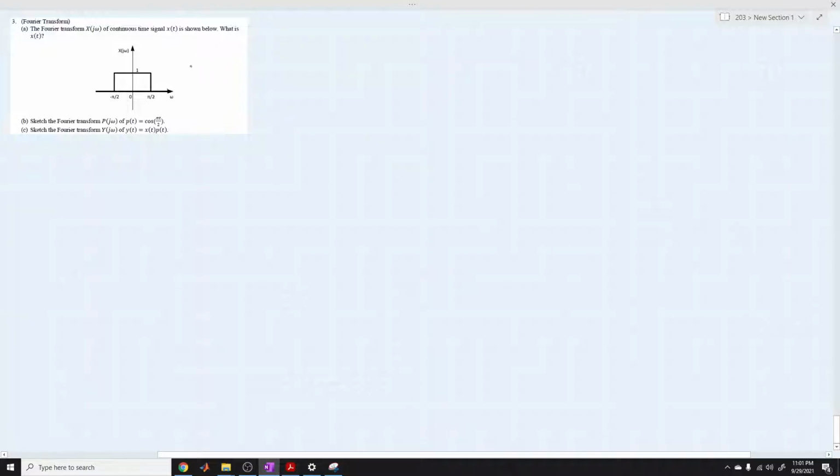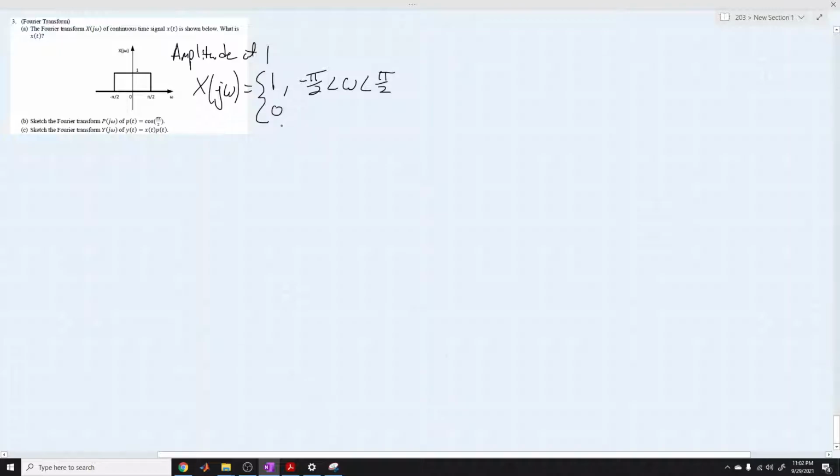So what we have here, let's just pick it apart. We have an amplitude of 1, and that is its amplitude. So X of j omega, let's just define it like this. It's equal to 1 when omega is greater than negative pi over 2, but also less than pi over 2. And then it's equal to 0 for the rest of time.